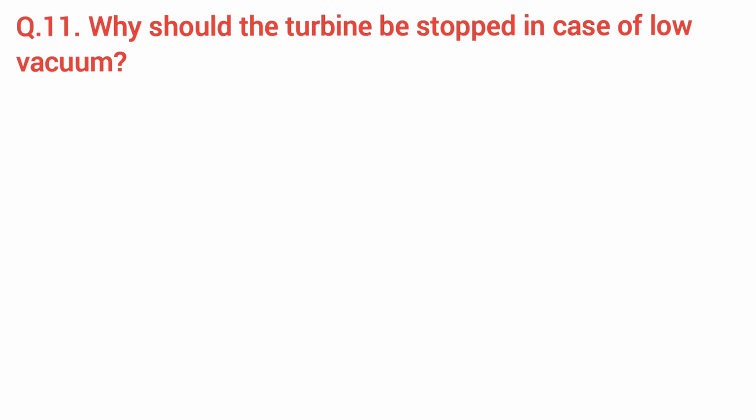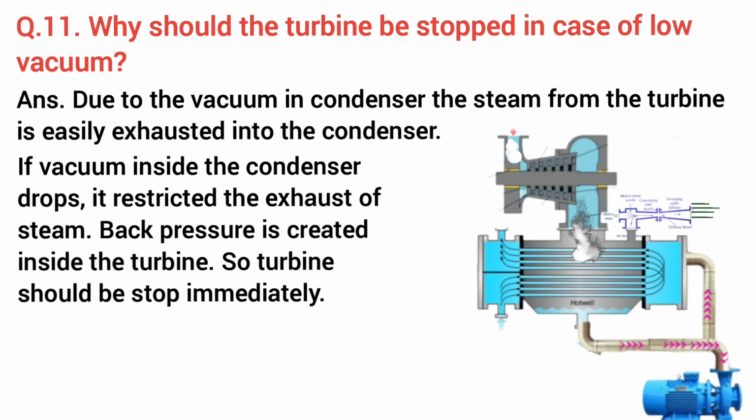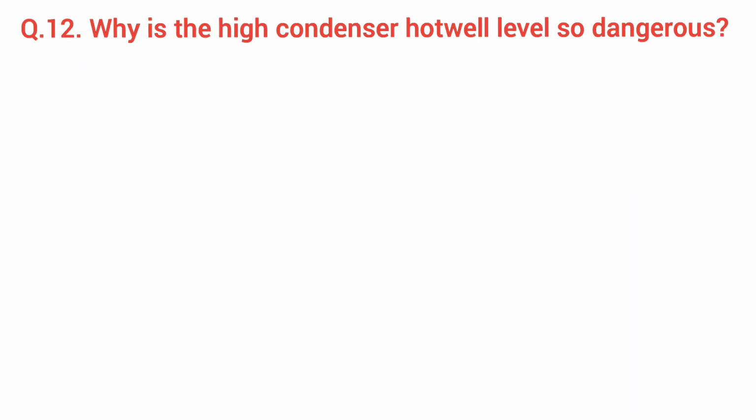Why should the turbine be stopped in case of low vacuum? Due to the vacuum in condenser, the steam from the turbine is easily exhausted into the condenser. If vacuum inside the condenser drops, it restricts the exhaust of steam. Back pressure is created inside the turbine. So turbine should be stopped immediately.